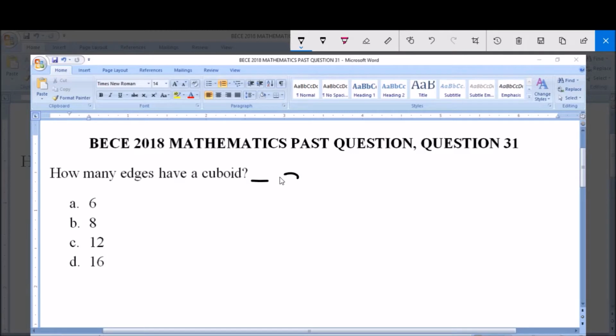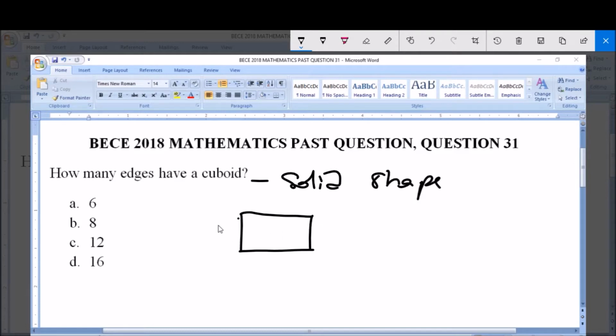It is a solid shape, because it has depth, length and breadth. So we refer to it as a solid shape, not a plane shape. Now, for us to find the edges of the cuboid, we must understand what this cuboid actually is by representing it diagrammatically. So I'm going to draw this cuboid so we understand what a cuboid is.